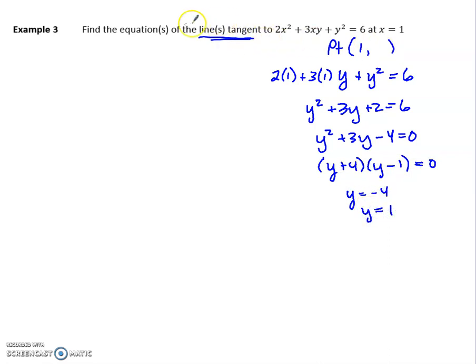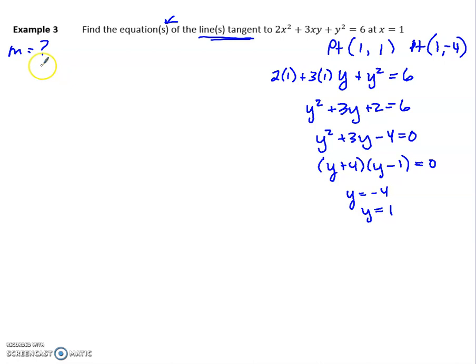That's why this says equations, because the point could either have been 1, 1, or you also have the point 1, -4 on your graph. So your graph just has 2 points at x equals 1 is what this is showing. Okay, now we needed a point, or in this case points, but we also need the slope. Slope means I need derivative. So derivative means I have to do implicit differentiation.